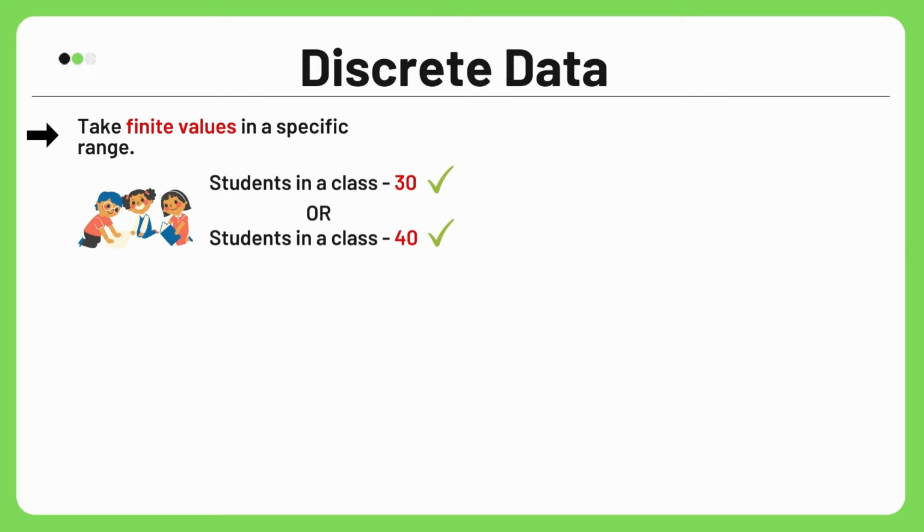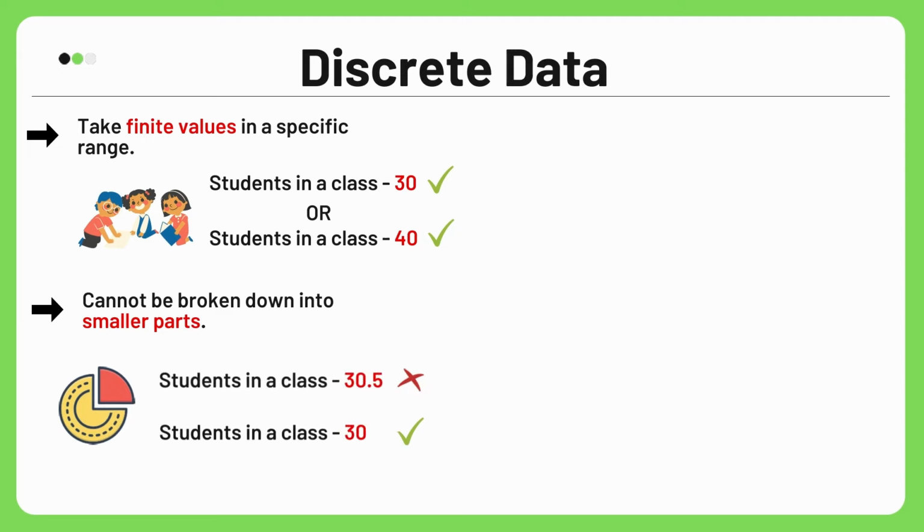for each school. Discrete data cannot be broken down into smaller parts to make them more precise, and it is nearly impossible to measure between two fixed values. Example, the number of students in a class cannot be broken down into fractions. That is, we cannot say that we have 30.5 students in a class.